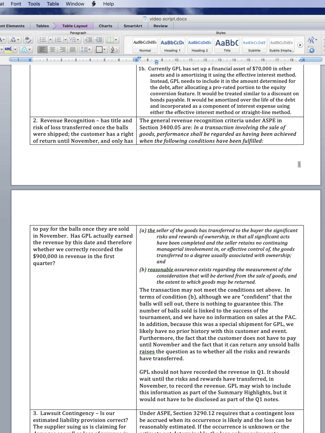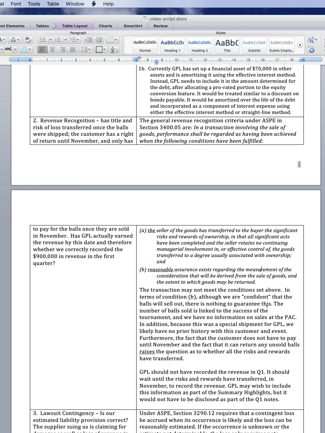Here's why. First of all, if you look at B, does reasonable assurance exist regarding the measurement of the consideration? That's the money that GPL is going to get from the sale of these goods. Well, don't forget, they're booking their revenue in full, $900,000, for the quarter ending September 30th, but these guys can still return beyond that point, in November. So I would say they really don't know. They don't really have reasonable assurance regarding the measurement of the consideration because these guys can return it. So I would definitely question whether B is met, right?